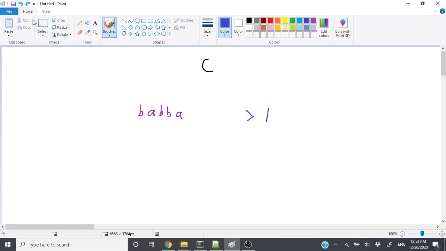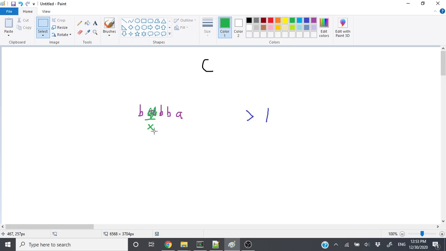So we want a string that doesn't have any palindromes of length greater than 1. And what we can do in one operation is pick a character and change it to something else. So for example, I can change this to X. And we want to find the minimum number of changes we need to do to be able to convert to a string like this.